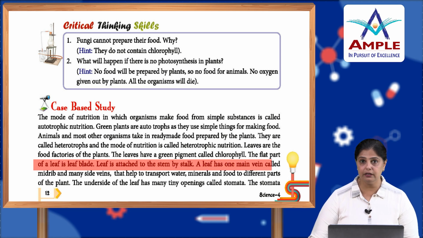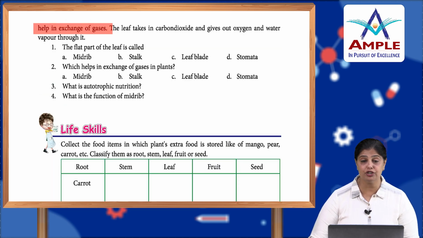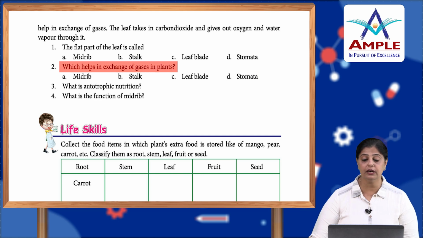A leaf has one main vein which is called the midrib and then many side veins that help to transport water, minerals and food to different parts of the plant. The underside of the leaf has many tiny openings called stomata. The stomata help in the exchange of gases. Leaves take in carbon dioxide, and give out oxygen and water vapor through it. So now, what helps in the exchange of gases in plants? The exchange of gases happens in the stomata.